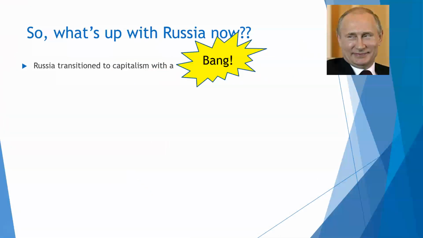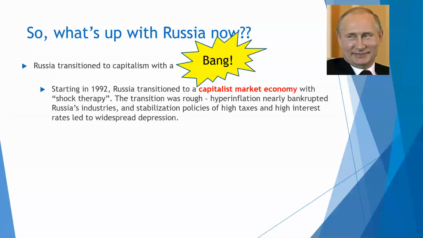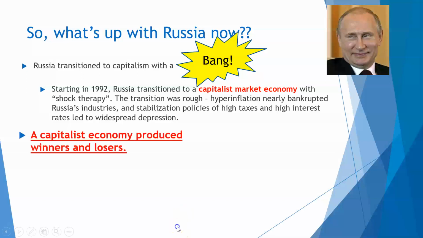Russia transitioned to capitalism with a bang! Starting in 1992, Russia transitioned to a capitalist market economy with something called shock therapy. The transition was rough. Hyperinflation nearly bankrupted Russia's industries, and stabilization policies of high taxes and high interest rates led to widespread depression among Russian people.